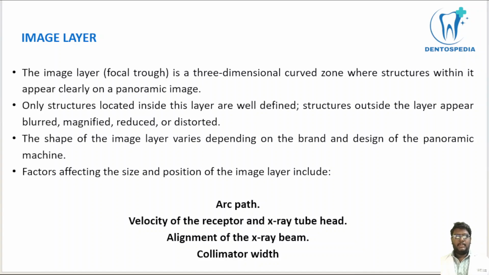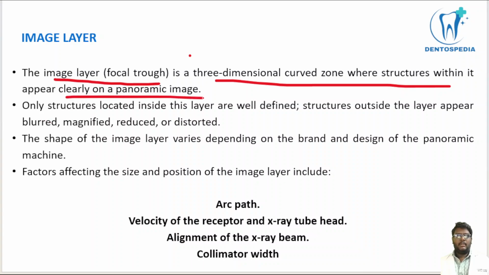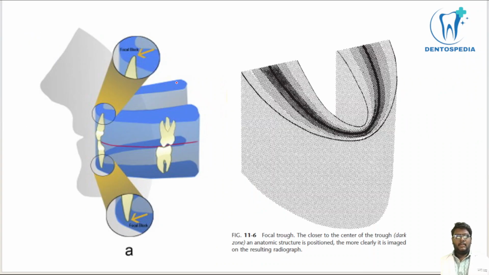Image layer is a very characteristic feature of this kind of radiography. It is not present in other techniques. Image layer, which is also called focal trough, is a three-dimensional curved zone where structures within it appear clearly on panoramic radiography. So it is a three-dimensional zone which is kind of horseshoe shaped.